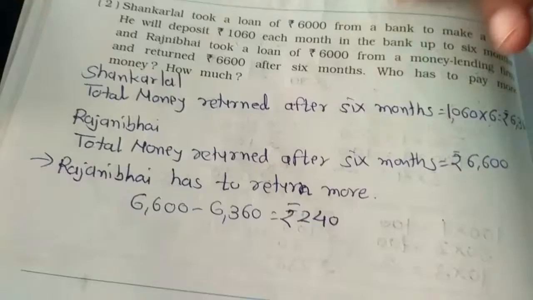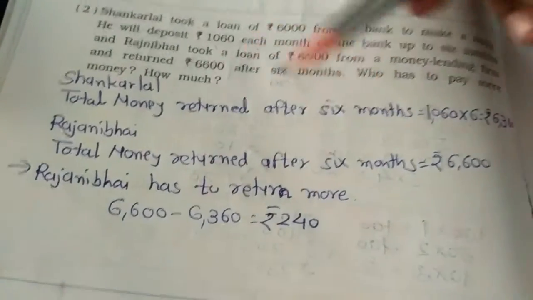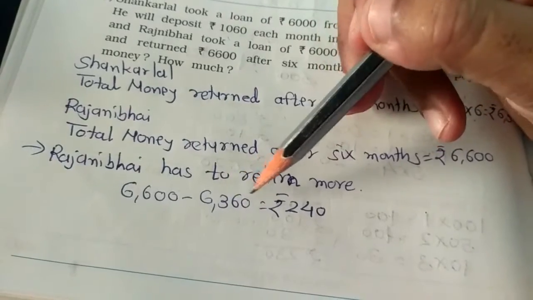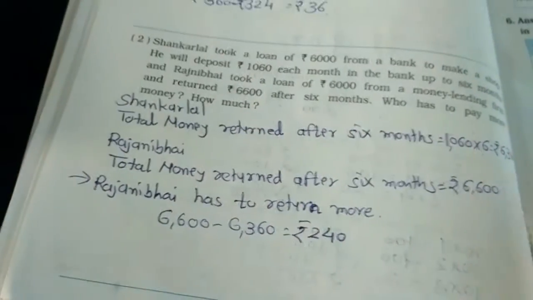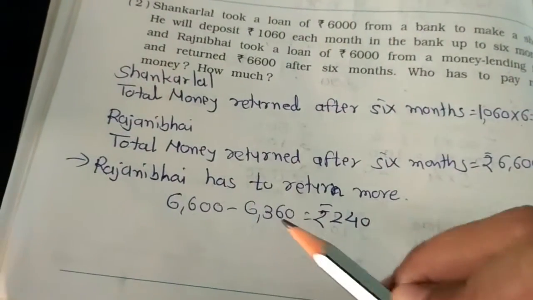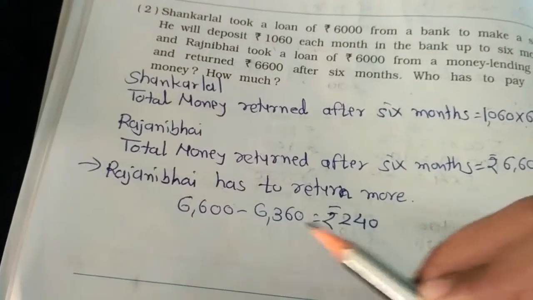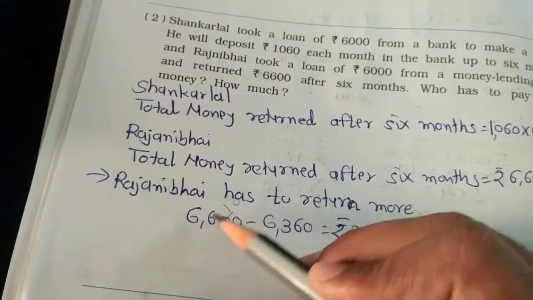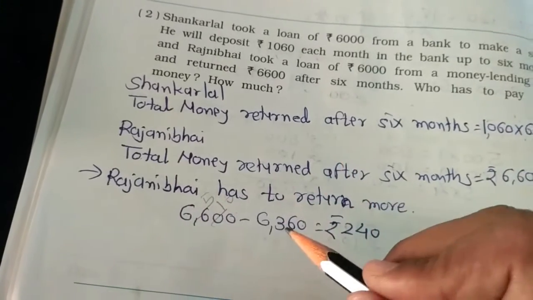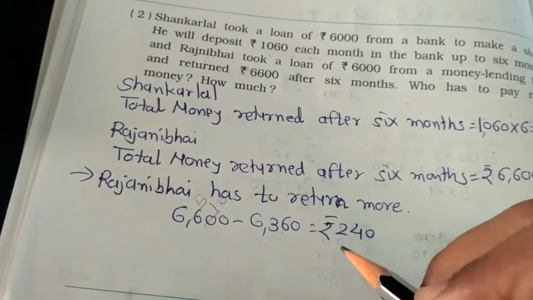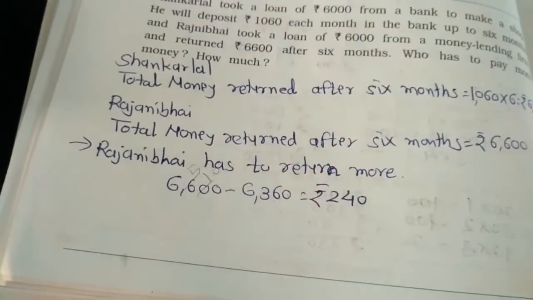And how much? So for that we are going to do the subtraction from 6,600 minus 6,360. So rupees 240. See, multiplication part, that's super easy. Look, 0 minus 0, your 10 and 5. So 10 minus 6 is 4 and 5 minus 3 is 2 and 6 minus 6 is 0. So this way you will get the answer.